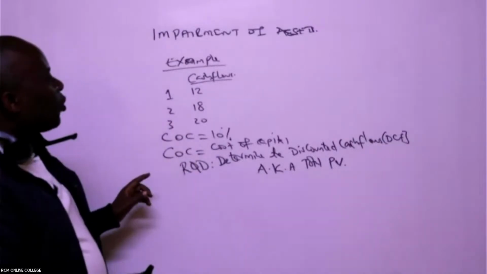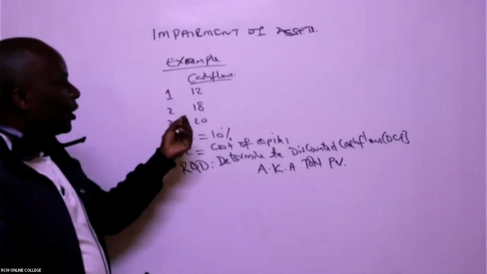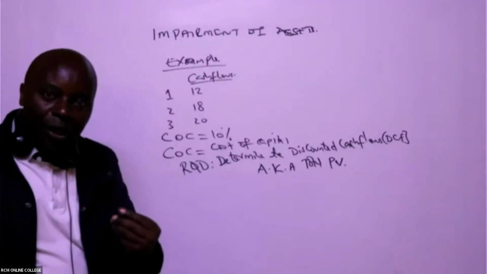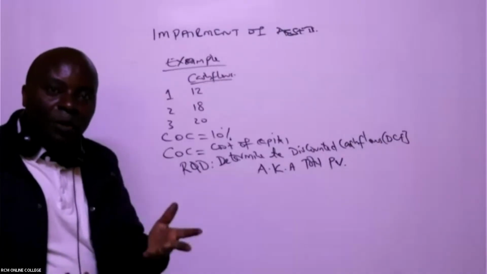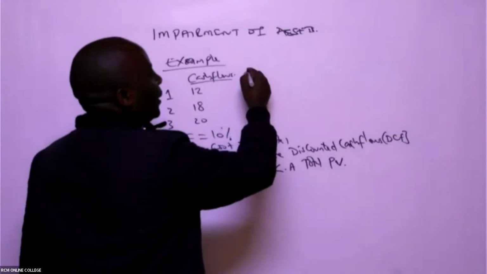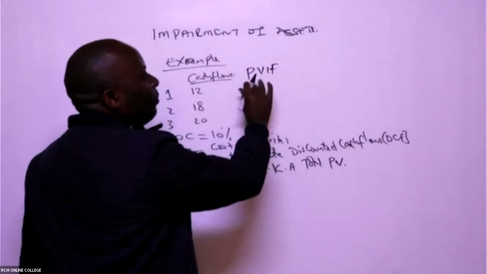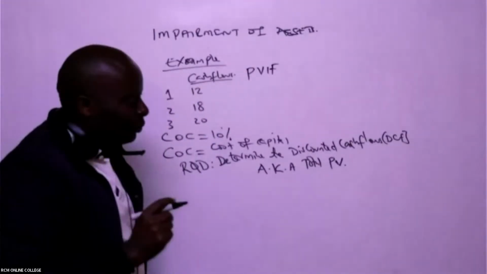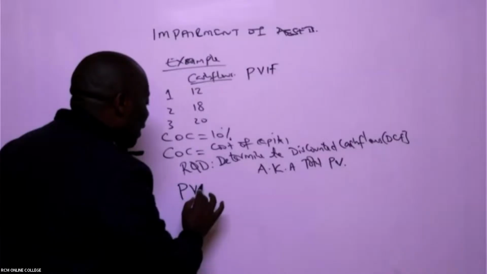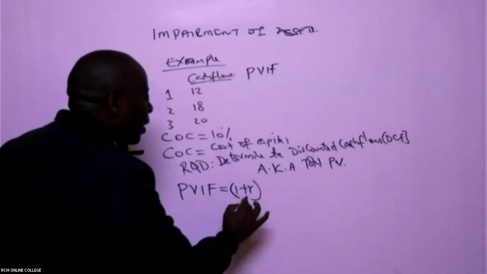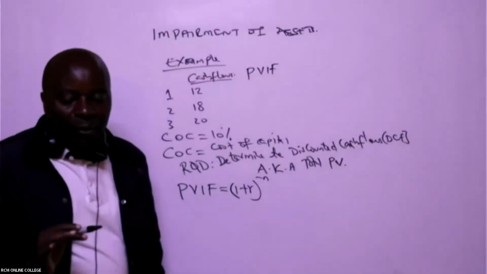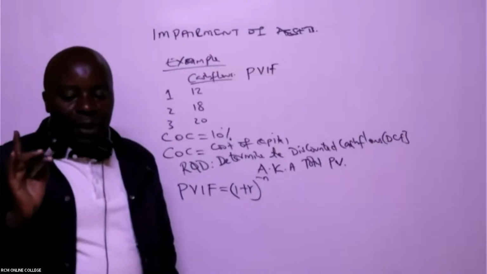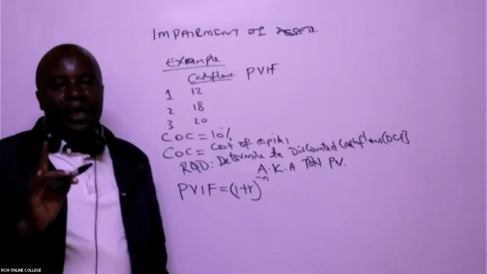The first thing I have to recognize is what type of cash flows these are. They're irregular. And if they're irregular, the discounting factors will be PVF, not PVFA. They would have been PVFA if it was an annuity. So here I'm going to use PVF, and we know the formula: 1 plus R raised to negative N.